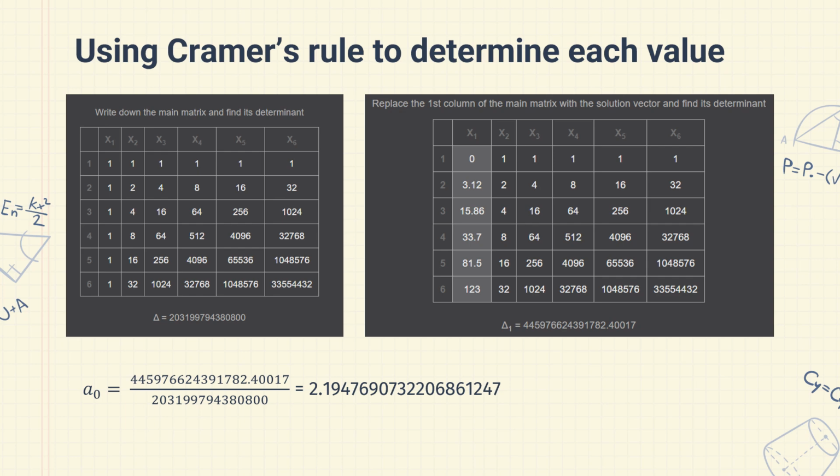And to find the vector of A naught, we substitute the first column with the constants. Hence, using the same method, we can divide the first column's constant determinant by the original matrix determinant. Thus, the value of A naught is found.